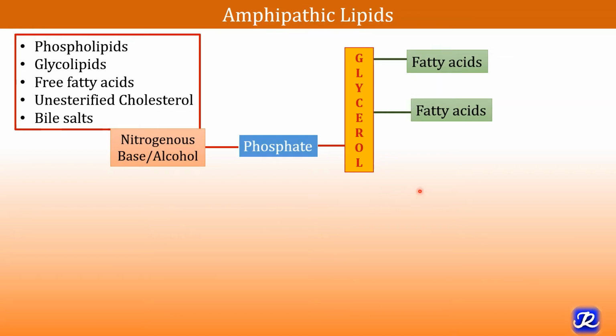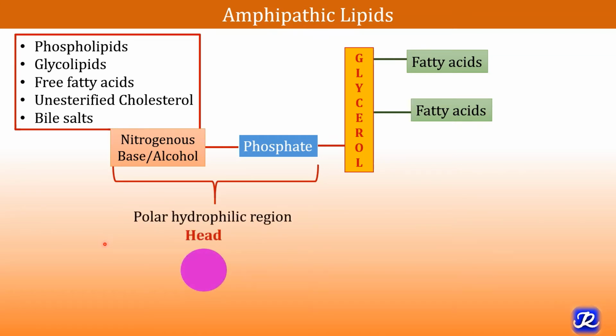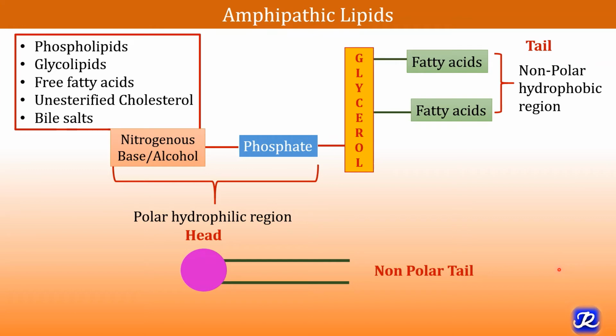This is the structure of phospholipid having a glycerol backbone, and two fatty acids are attached at carbon 1 and carbon 2 positions. At carbon 3, a phosphate group is attached, to which a nitrogenous base or alcohol is attached. Together, the nitrogenous base and phosphate form the polar hydrophilic region, which is called the head. These two fatty acids form the tail, the non-polar hydrophobic region. The presence of head and tail, that is polar and non-polar regions, makes this phospholipid an amphipathic molecule.